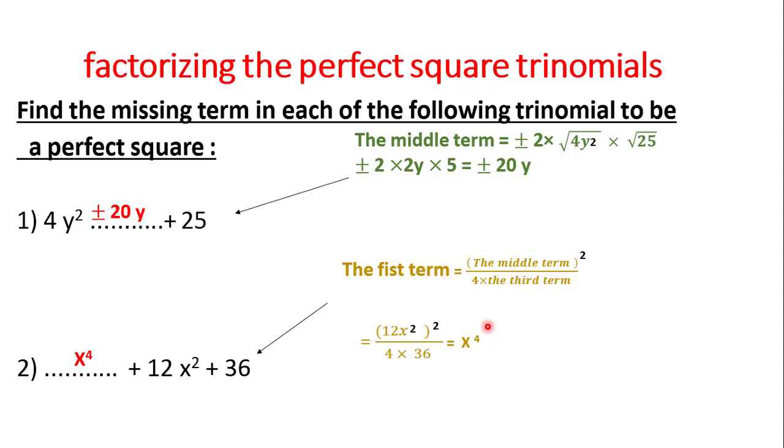Okay, so we learned how to check if this trinomial is a perfect square or not. The first and third terms should be perfect squares and positive. The middle term should be positive or negative 2 times root the first term times root the third term. And here we learn how to calculate the missing term. If the missing term is the middle term, it will be positive or negative 2 times root the first term times root the third term. If the missing term is the first, I'll calculate the middle term power 2, then I'll divide by 4 times the third term, and similarly for the third term.